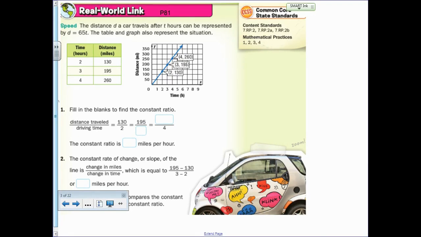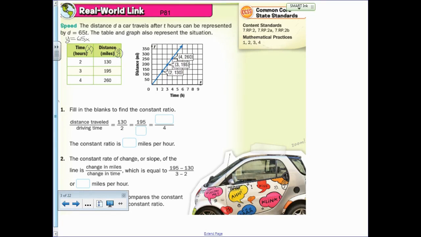So we have this equation, d equals 65t. We could also write that as y equals 65x, where x is the time and y is the distance in miles. So we talked about this last week about writing equations from the given data.